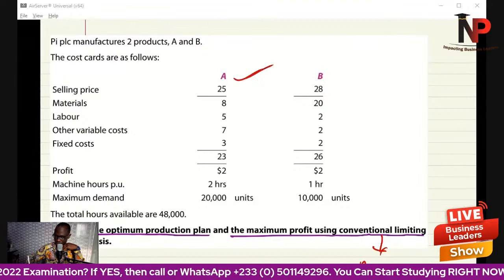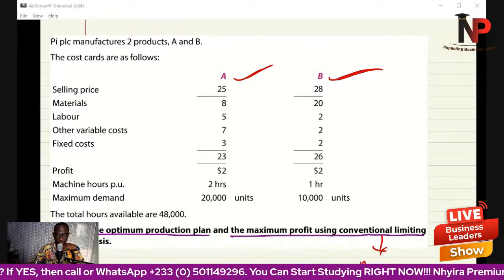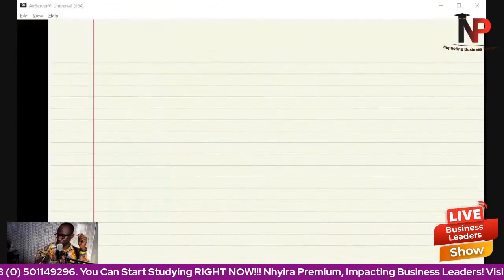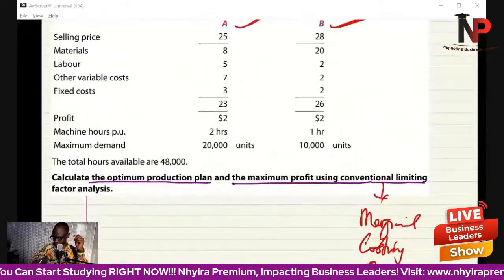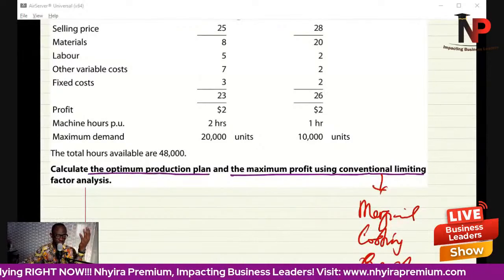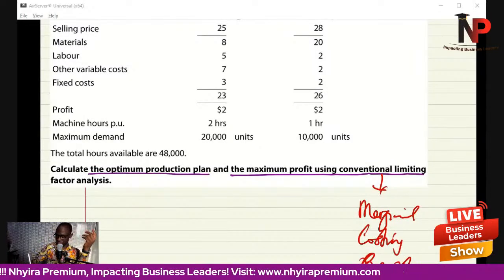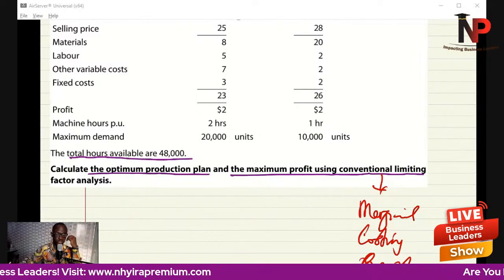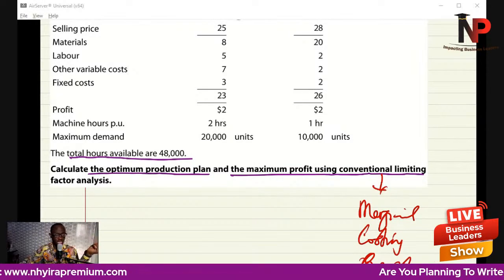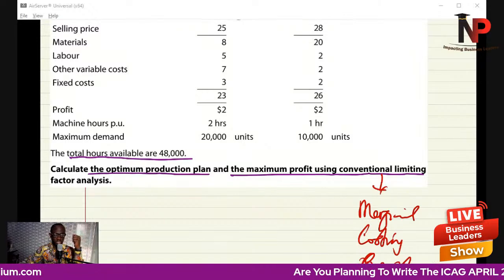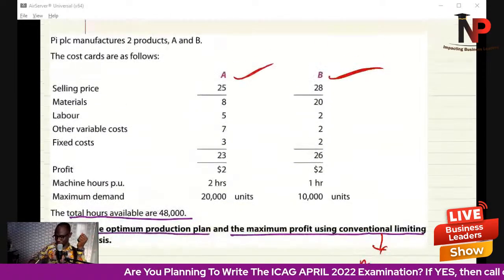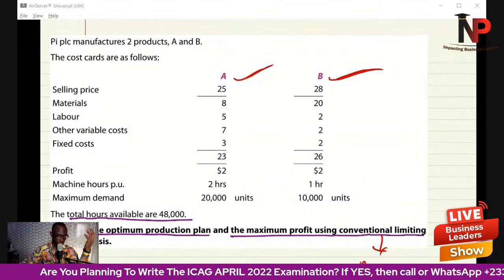We have product A, product B. We see the selling prices and all other details coming in that case. So let's look at how we can look at it. Now here, it appears that the entity has identified that the total hours available is 48,000. It means that in this question, we're not going to be the ones determining what the limiting factor is. So definitely the hours available to us is 48,000.